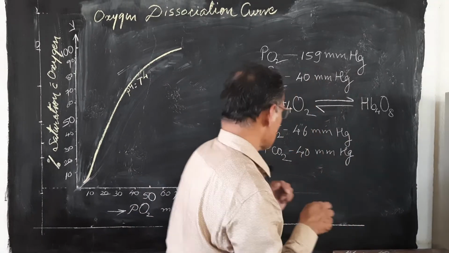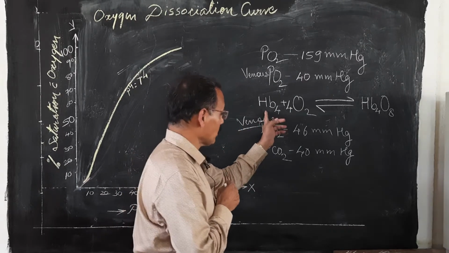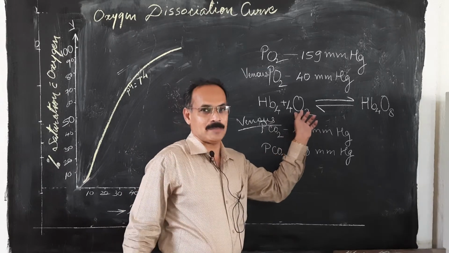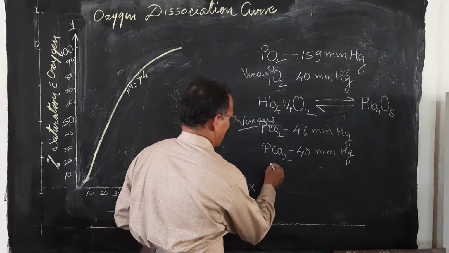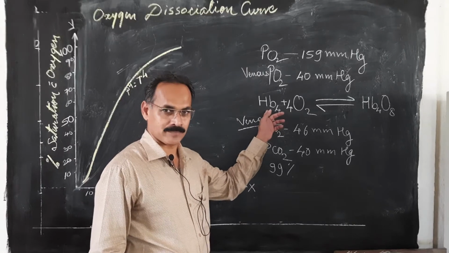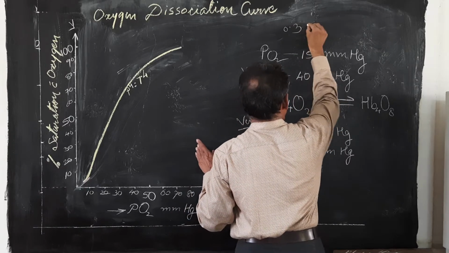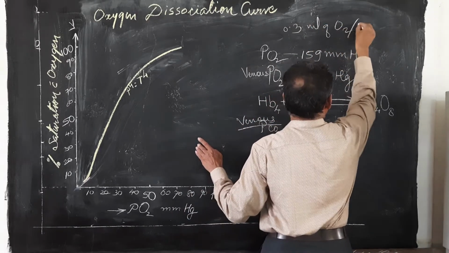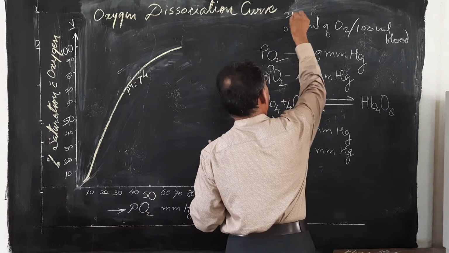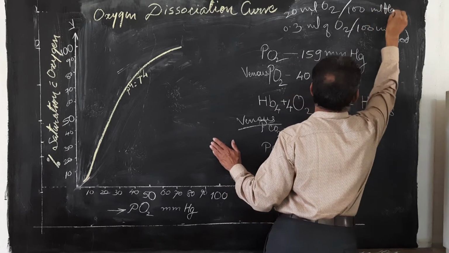Now again, one important point you have to note: hemoglobin has the ability to take up oxygen, but hemoglobin always binds with oxygen very loosely, so that whenever it is necessary to the cells, it gets liberated. In this way, about 99% of the oxygen is carried by the hemoglobin, and a very small amount, about 0.3% only, or only 0.3 ml of oxygen per 100 ml of blood, is carried by the plasma, and 20 ml of O2 is carried by hemoglobin per 100 ml of blood.